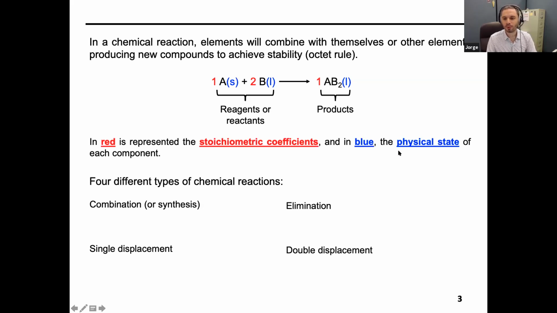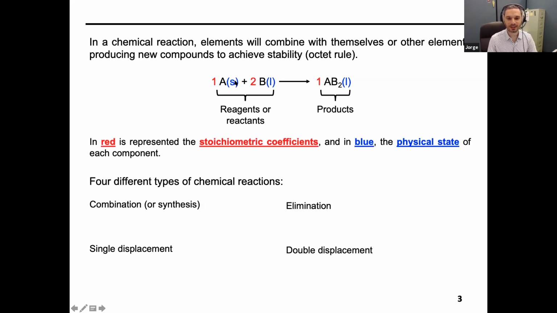In blue, we always represent the physical state of each component. S for solid, L for liquid, and if we have a gas, we use G. I don't expect you to know the physical state for any reaction. We will see that there are some reactions that we need to know and some other reactions that we don't need to know. If you know the physical state, write it. If you don't know, live without it.